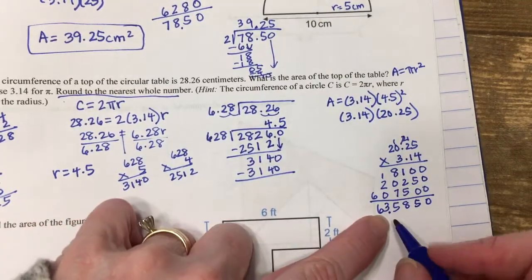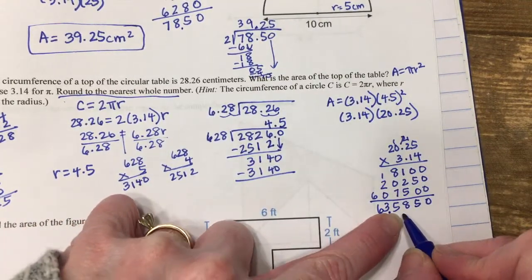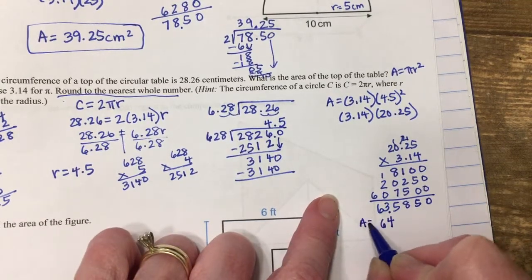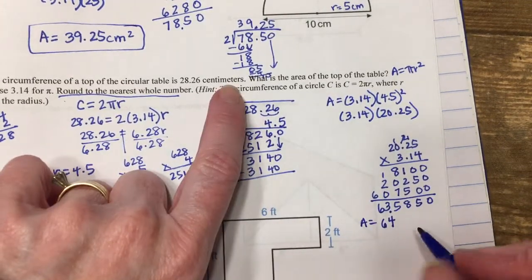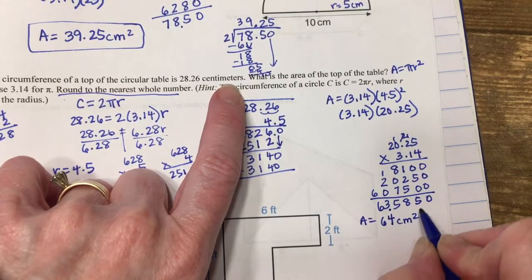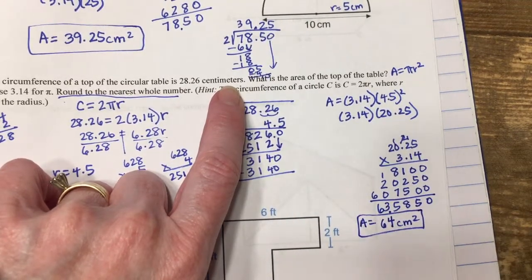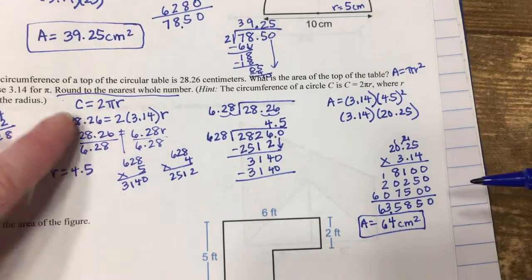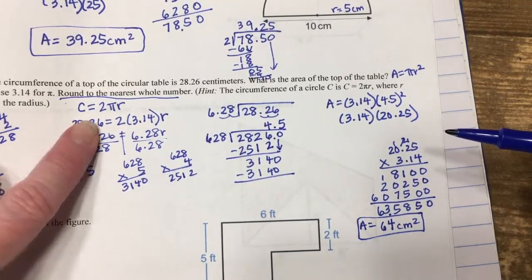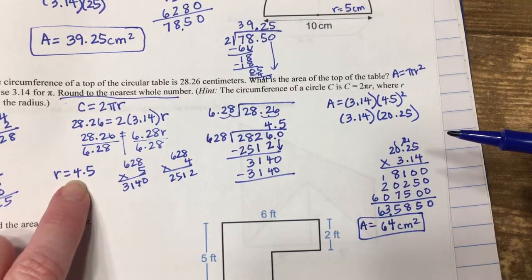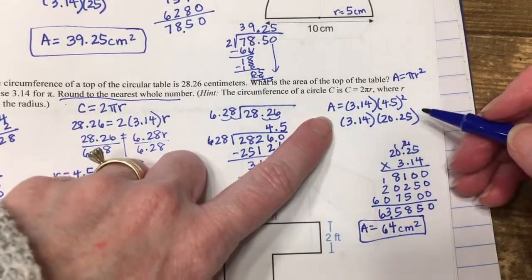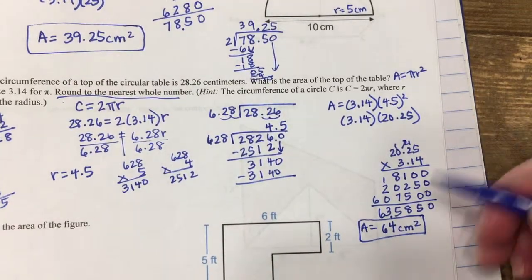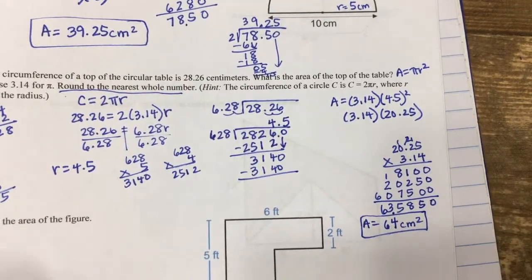Whole number would be my ones place, so that's going to round up because this is a 5. It's going to round this up to 64. So the area is 64, and it's being measured in centimeters, so this would be square centimeters. All right, so just to review what we did, we knew the circumference, so we had to use that to solve for the radius. And once we knew the radius, we could plug that into the area formula and then just solve it. So don't give up on that one. It's just a little longer than the normal problem.